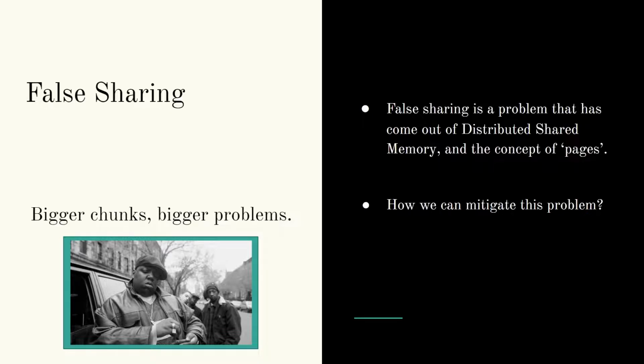The way we can potentially mitigate this problem is by making each memory chunk, known as a page, smaller. Inversely, the bigger the chunk, the more susceptible the system is to false sharing.